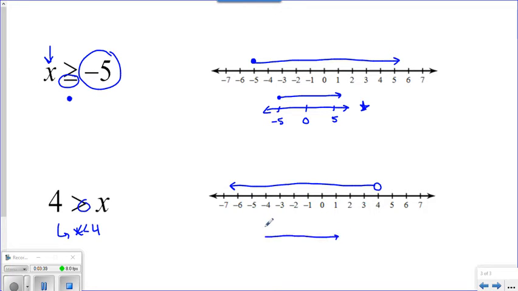Again, if our number line didn't have labels, we throw 0 in the middle. We have 4, since that's in our inequality, and then we take its opposite and put it on the other side of 0. We do our open circle, and we go off to the left.